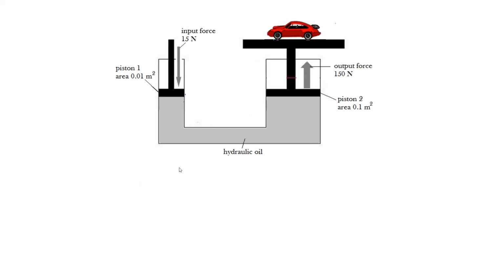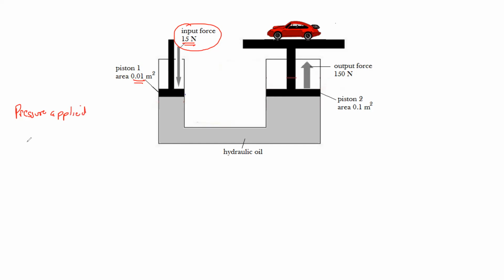So for example, as you can see, this is a hydraulic lift. We can have many applications of hydraulic principles. Hydraulic lifts, hydraulic brakes, hydraulic jacks are also used. For example, we are applying a force of 15 Newton. There's a liquid inside, hydraulic oil or normal oil, and we are applying a force of 15 Newton. And the area of this piston, the area of this side, is 0.01. So how much pressure did we apply on the liquid?